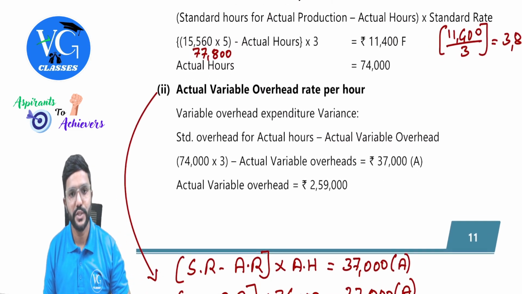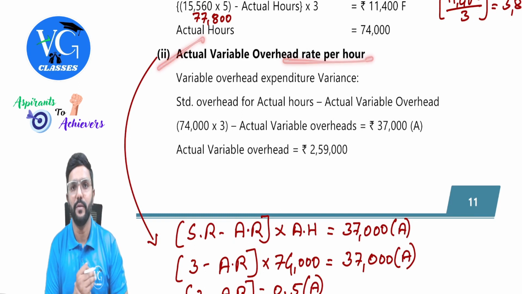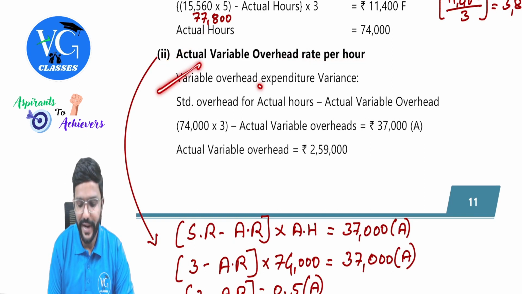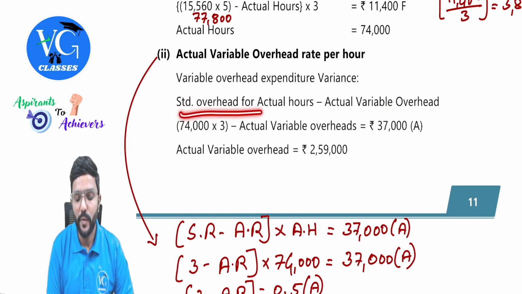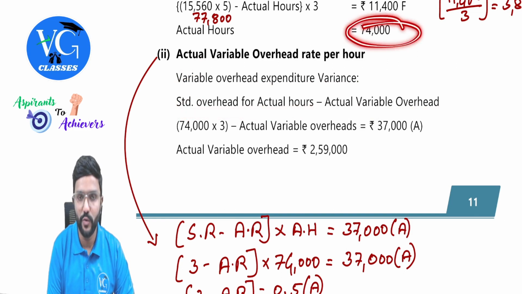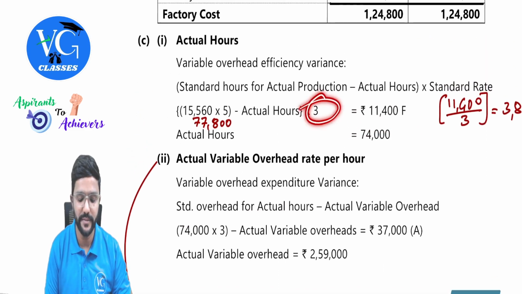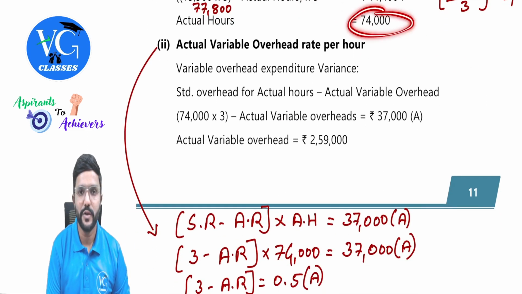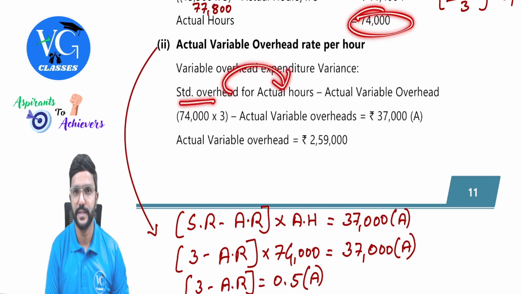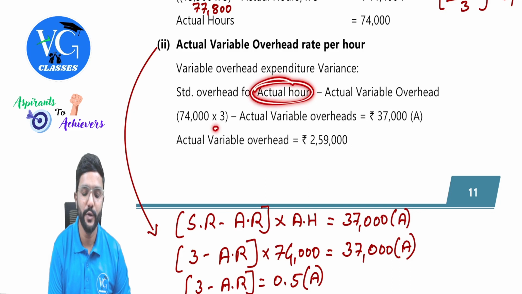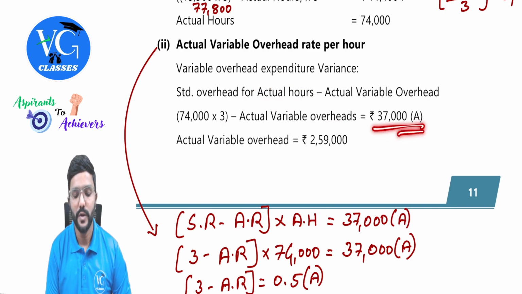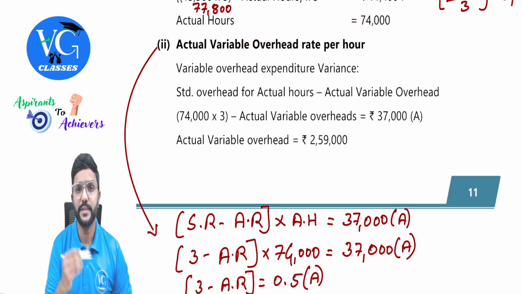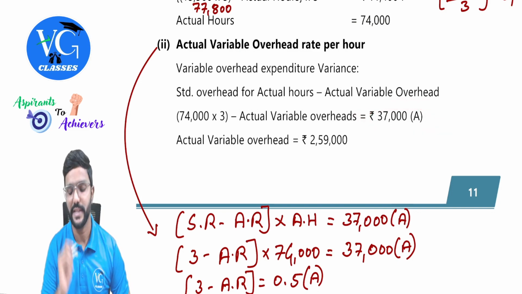Next, we are supposed to calculate actual variable overhead rate per hour. How have they done it? Variable overhead expenditure variance, which is nothing but standard overhead for actual hours minus actual variable overhead. So standard overhead for actual hours means how much, guys? Take actual hours into standard rate, which is 3. 74,000 is actual hours. So actual hours is 74,000 into 3. Then actual overhead incurred, we need to calculate it. They have already given the overhead expenditure variance: 37,000 adverse. Adverse means negative, people.